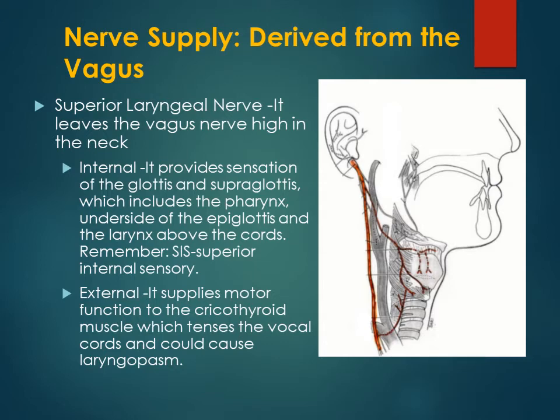For the external branch, it supplies the motor function for the cricothyroid muscle, which is the main tensor for the vocal cords, and in case of an affection of this nerve, it may cause laryngospasm.